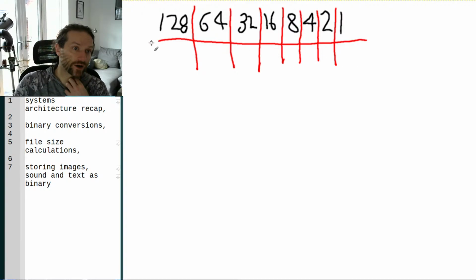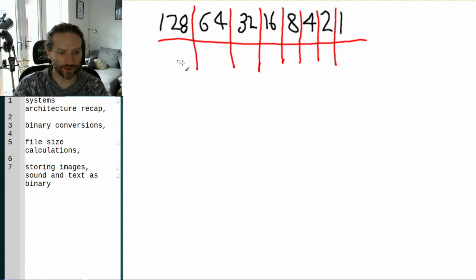So we're going to build a binary number. Obviously, when you're writing with a pencil in your hand on a piece of paper, this is going to be way neater than what I've done here. This is an absolute crime against everything, so I apologize for that.